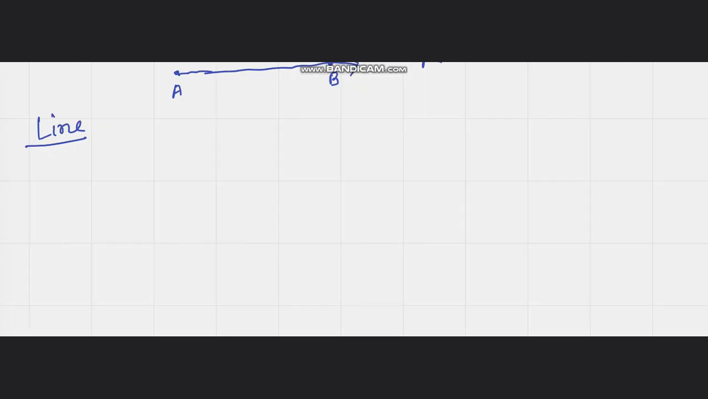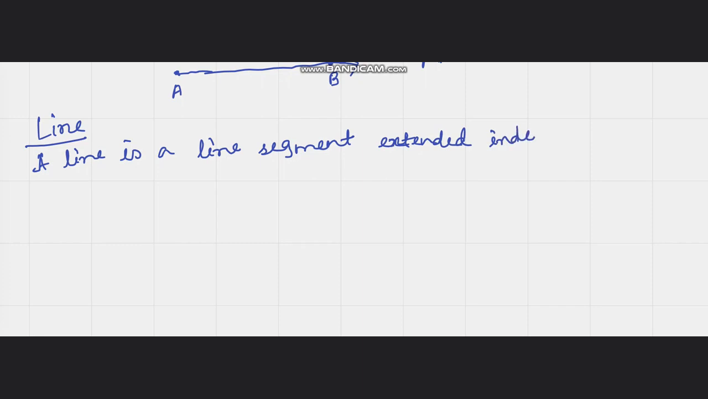So now let us write the definition of the line. So what is a line? A line is a line segment extended indefinitely in both directions. Correct?